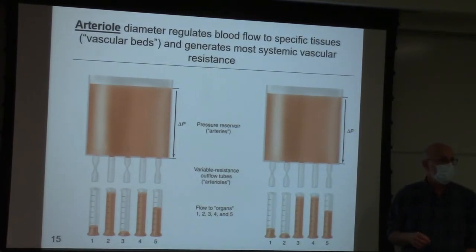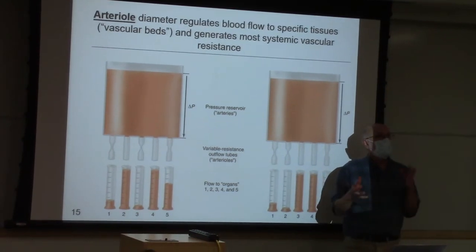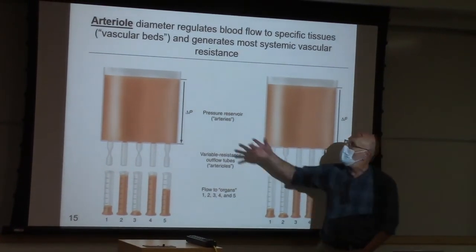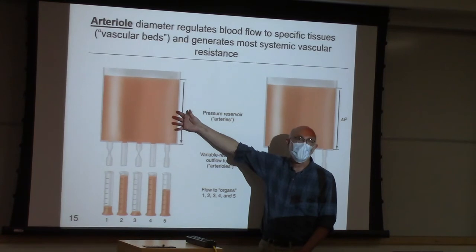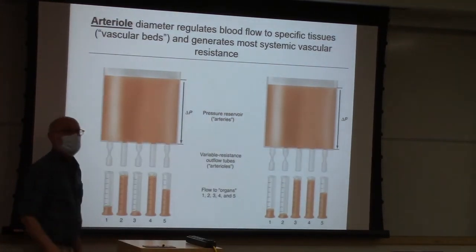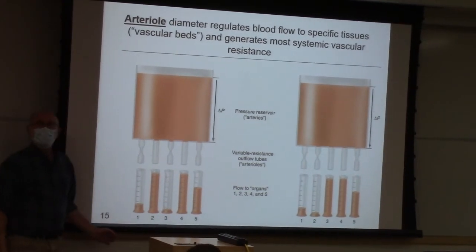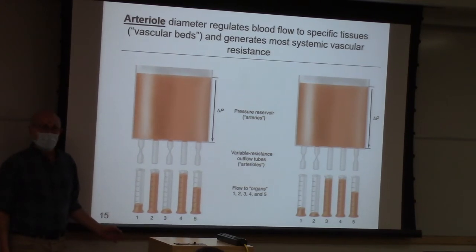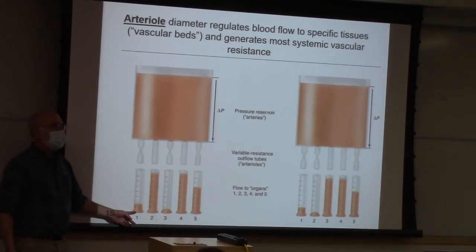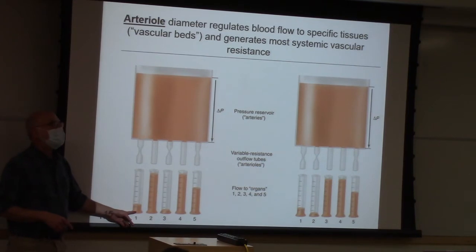But not only is the arterioles where systemic vascular resistance is controlled, it's where the blood goes. We have variable control of where the blood goes. So this is supposed to be a reservoir of arterial blood, and this is supposed to illustrate a set of arterioles. And these are supposed to illustrate different parts of the body. So let's just say this is kidney.